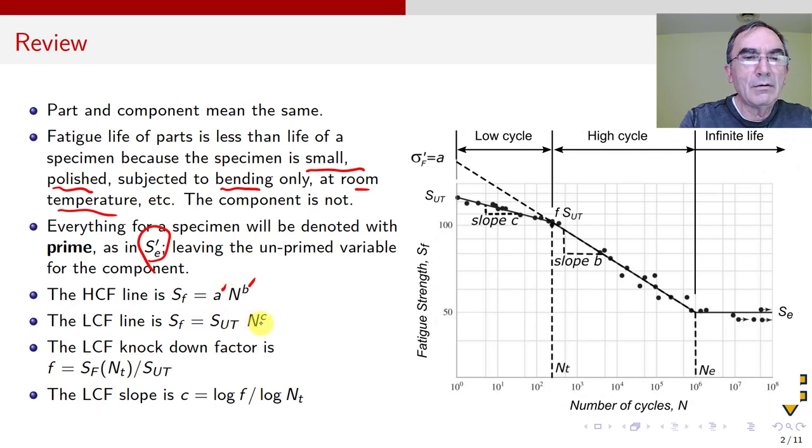And in here, okay, the only thing we put the prime on is the C, because it's a parameter. SUT is the same for a specimen and component, because SUT is the tensile strength of the material, it doesn't care if it's a specimen or component. And it's quasi-static, so it doesn't even belong in fatigue. And fatigue strength, we always call it SF no matter what, because that's the value of stress at which the specimen or part will fail. Okay, so we call it SF, all right?